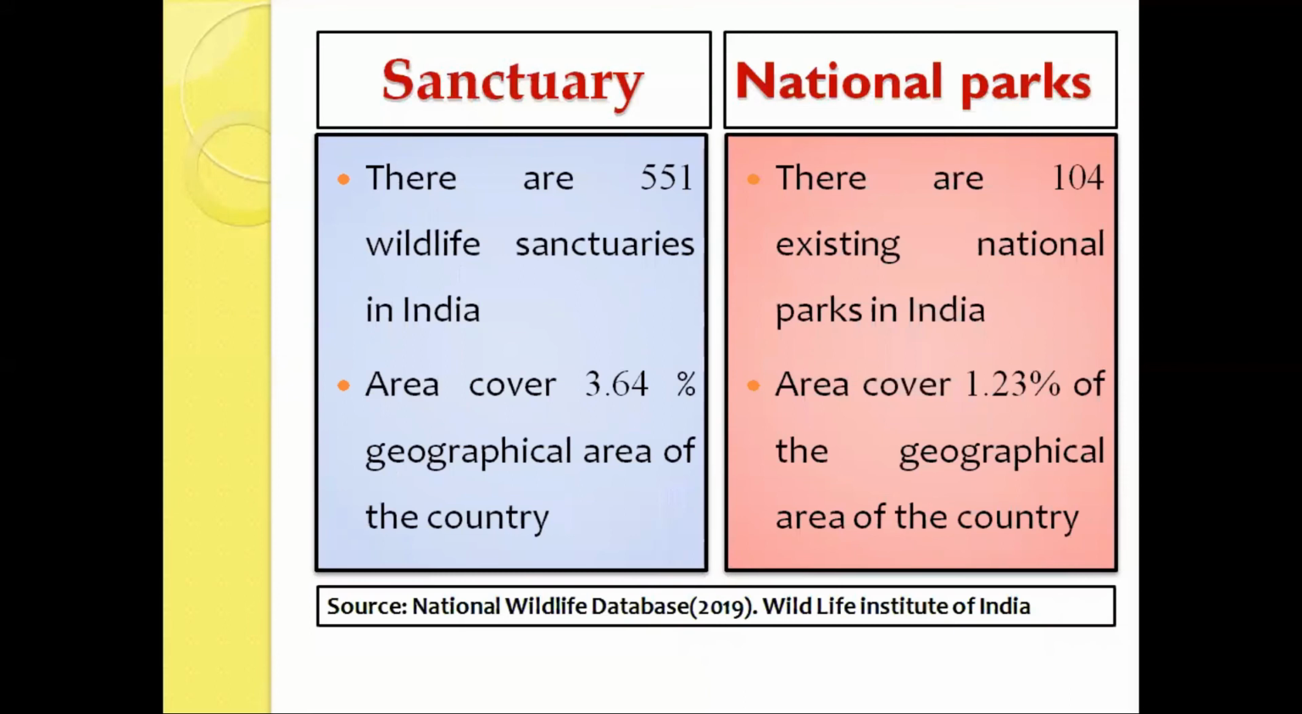Next, there are 551 wildlife sanctuaries in India, whereas there are 104 existing national parks in India. Such areas cover about 3.64% of the total geographical area of the country, whereas national parks cover about 1.23% of India's geographical area.